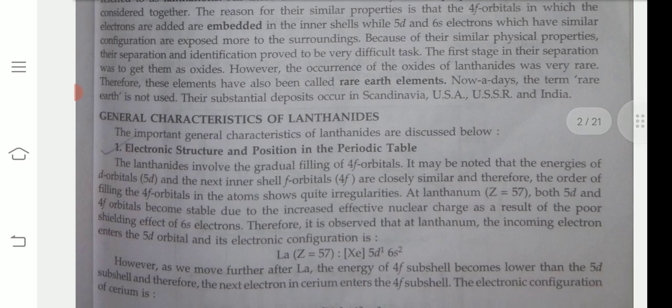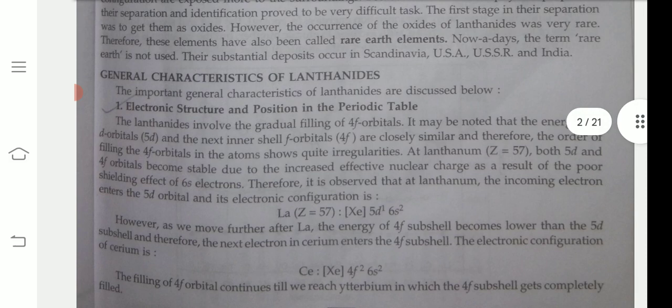However, the occurrence of the oxides of lanthanides was very rare. Therefore, these elements have also been called rare earth elements. Nowadays, the term rare earths is not used. The substantial deposits occur in Scandinavia, USA, USSR, and India.